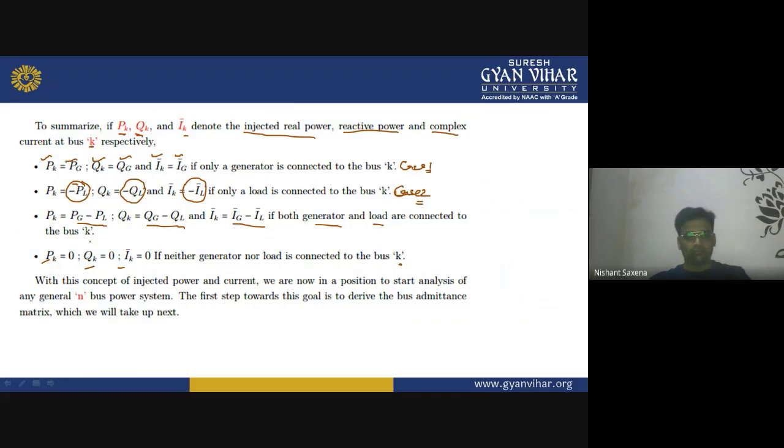Okay. So with this concept of injected power and current, we are now in a position to start the analysis of any general N-bus power system. The first step towards this goal is to derive the bus admittance matrix, which we'll be discussing in the next slides.